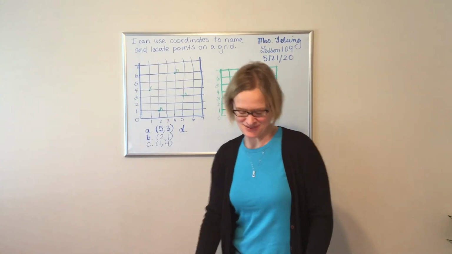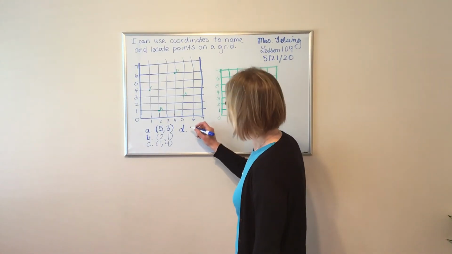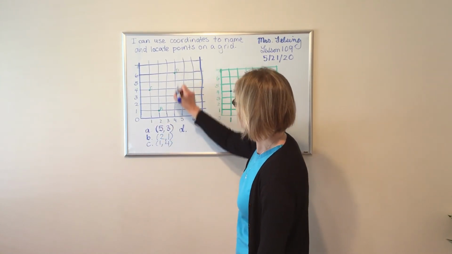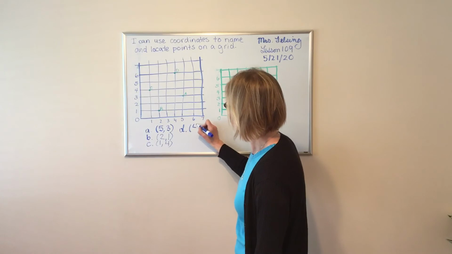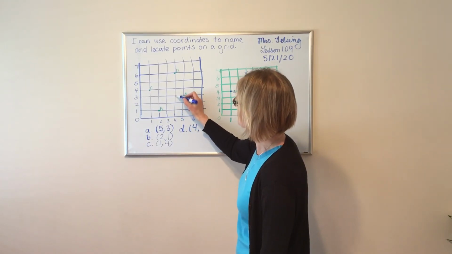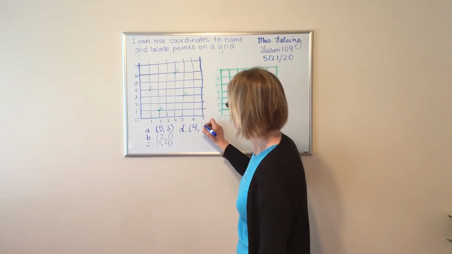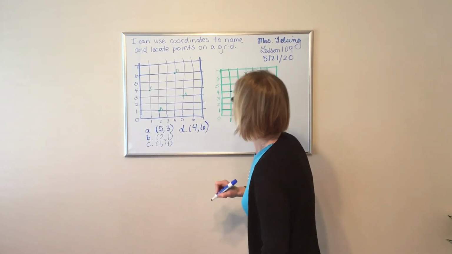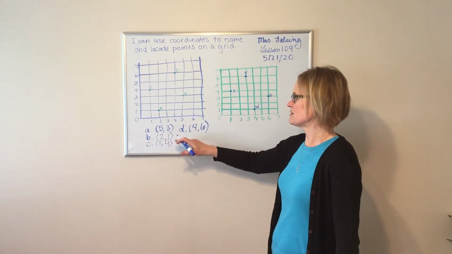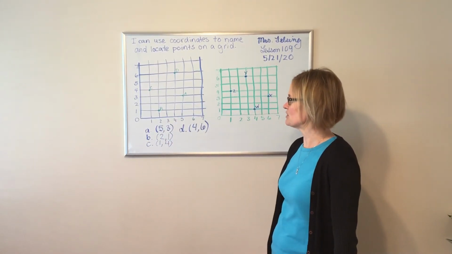Okay, let's see what you came up with. We're going to look over to here. We found D. 1, 2, 3, 4. So that's my coordinate going across. Now let's go up. 1, 2, 3, 4, 5, 6. Okay. So that is how you use these numbers as you are locating these points on a grid.